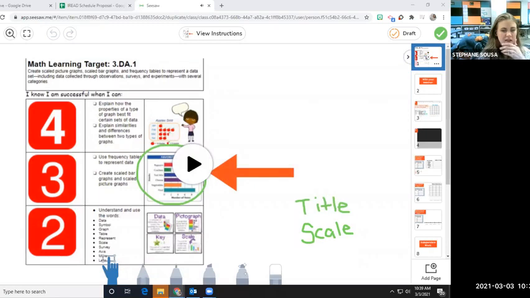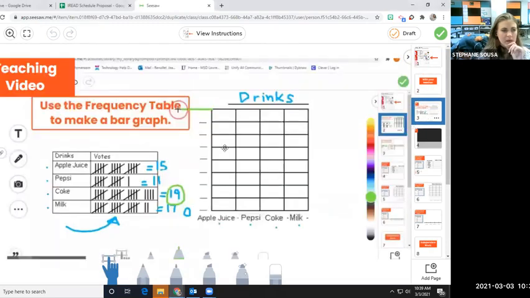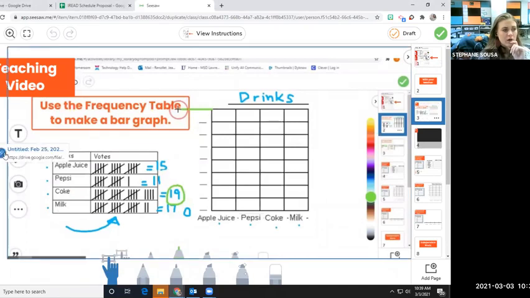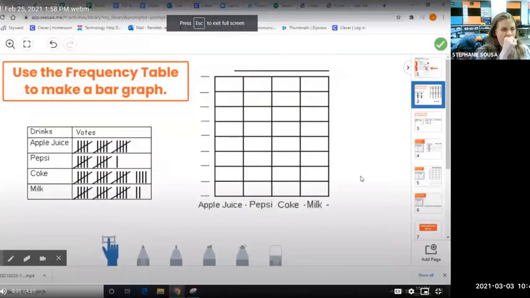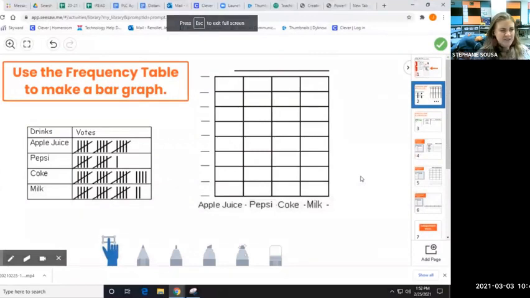All right, so taking a look at our scale, all right? This is a video example of why scales are important. Today, you are going to have to decide what scale our data will count by. Is it going to count by 2s or 5s or 10s or 3s? What is the data going to count by? Here's how we can decide what a scale should count by. Use the frequency table to make a bar graph. Let's do an example together.